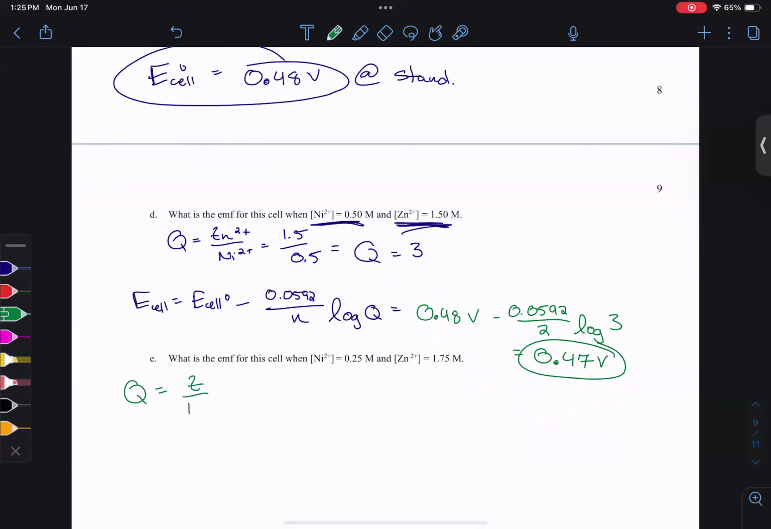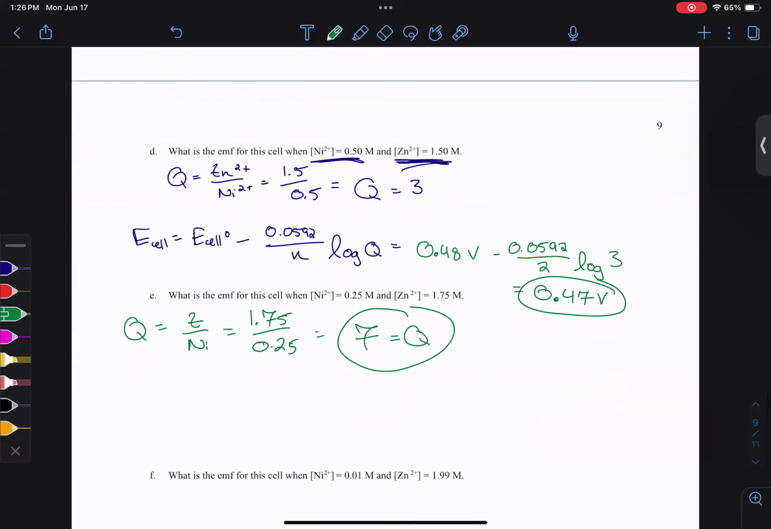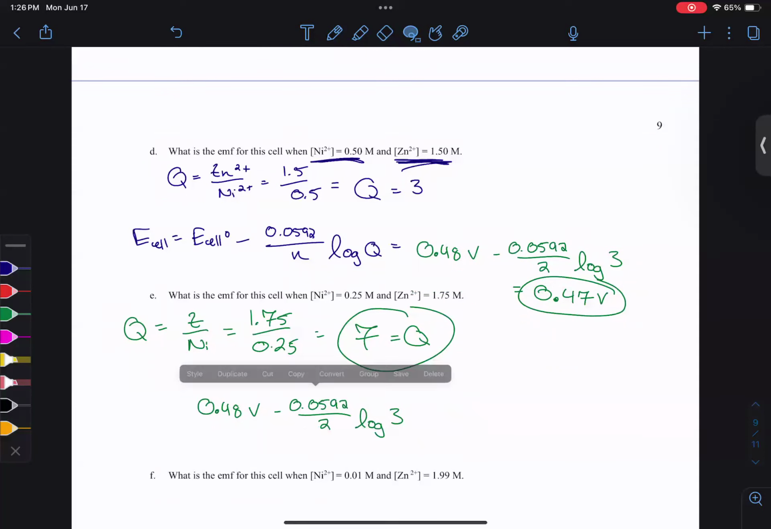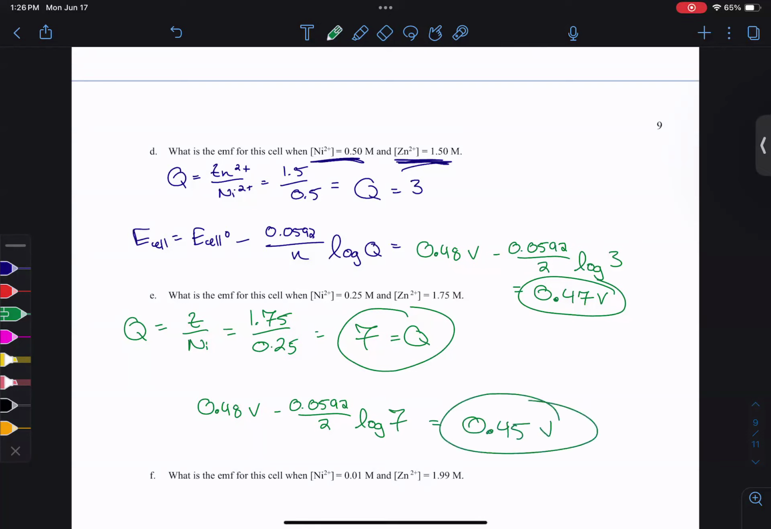So Q is still zinc over nickel. So it's 1.75 over 0.25. So that means Q is equal to 7. We're going to do the same exact thing, except we're going to plug in Q of 7. So it's literally this exact same thing again. 0.48 minus the log Q, but this time it's 7. So we have 7 times as much product than we do reactant. This has a measured cell potential of 0.45 volts. Wow, yay, our battery's dying.